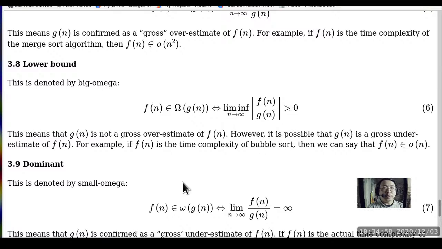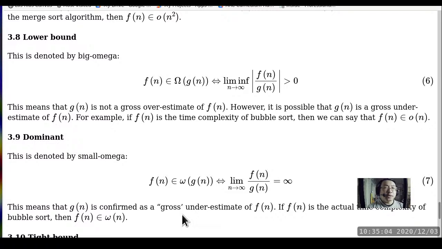Okay, so what we want to say about dominant is basically to say that g of n in this case is a gross underestimate of f of n. In other words, if you have an algorithm that is big O of n squared, that's the actual time complexity, and you want to say, well, how does that compare to a constant time? So g of n is constant time, f of n is n squared. In that case, we'll end up with this case, because if you look at n squared divided by a constant, and you look at the limit as n approaches infinity, this ratio would also basically go to quote unquote infinity.